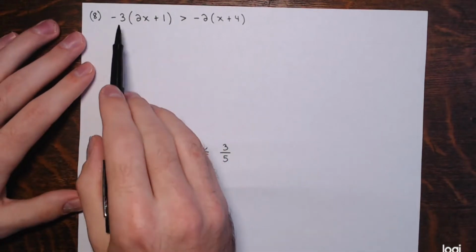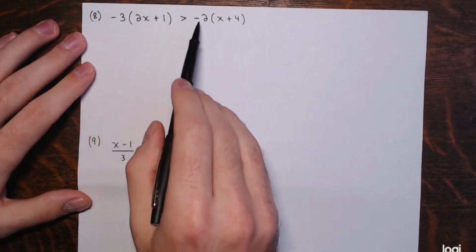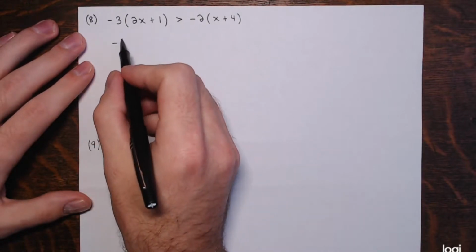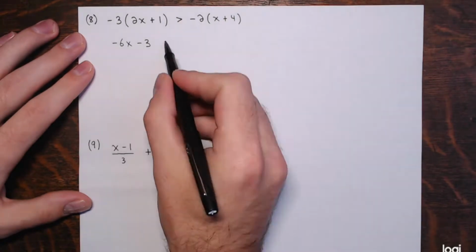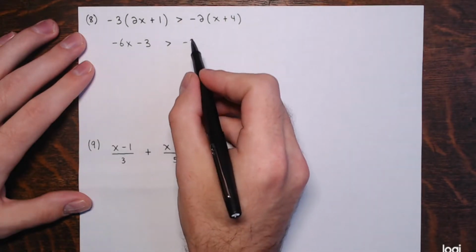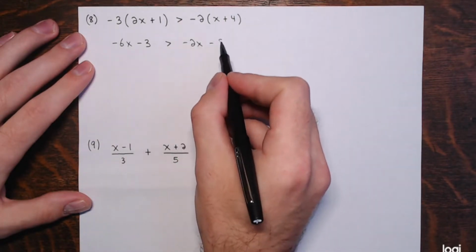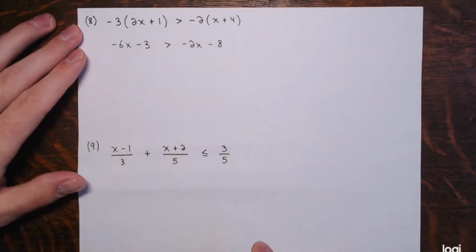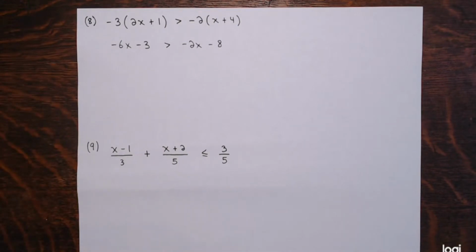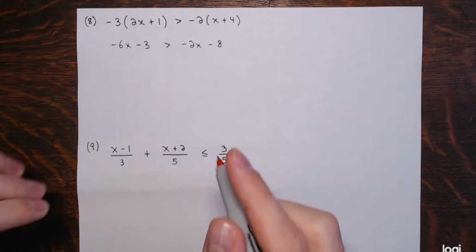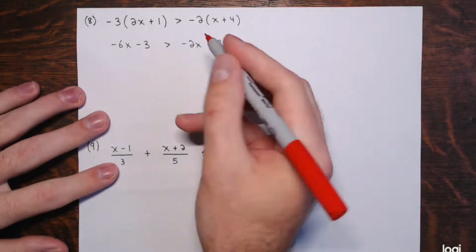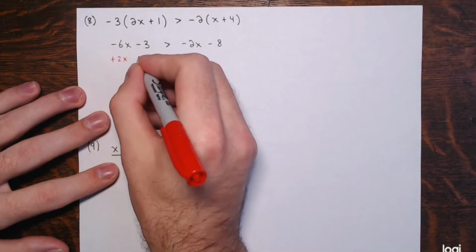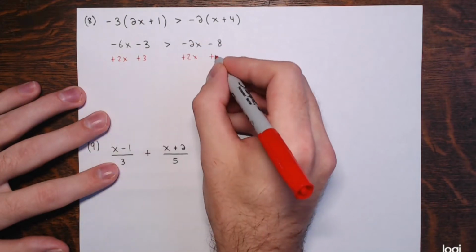All right, so for both of these, I would first get rid of the parentheses, simplify the sides, right? Distribute the -3 over here. We have -6x minus 3 is greater than, and then -2x minus 8, right? So I didn't do anything to any side. I just distributed the -3, distributed the -2 on their own respective sides. All right, so now comes the addition and subtraction part. I'm going to add 2x to get all the x's on the left, and then add 3 to get rid of that -3 and get all the constants on the right.